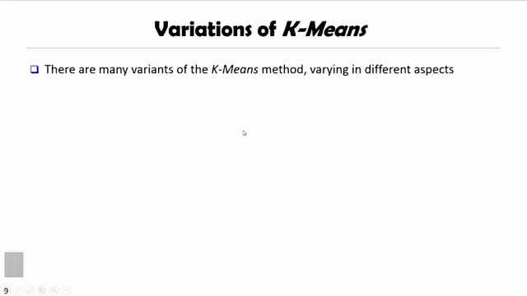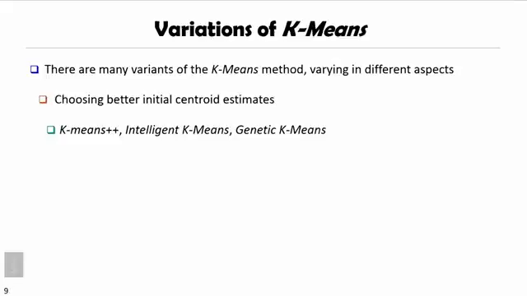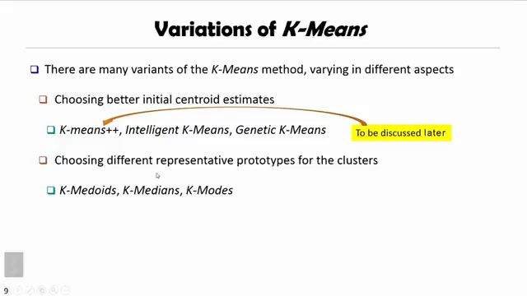Because k-means came quite early and is very popularly used, there are lots of studies working out different variations of the k-means method. For example, how to choose the initial centroids. There are methods called k-means++, intelligent k-means, or genetic k-means. We are going to introduce k-means++ in the next discussion.